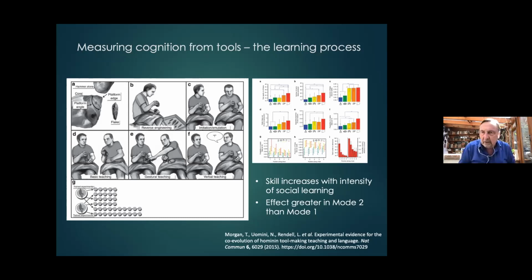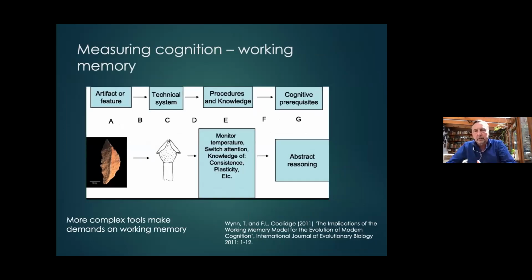Gesturing was enough to teach you how to make mode 1, but not mode 2. So the processes of social learning can themselves be used as a way of finding out what's going on. Another group working in this direction, which I think has been very, very influential, is Tom Wynn and colleagues.